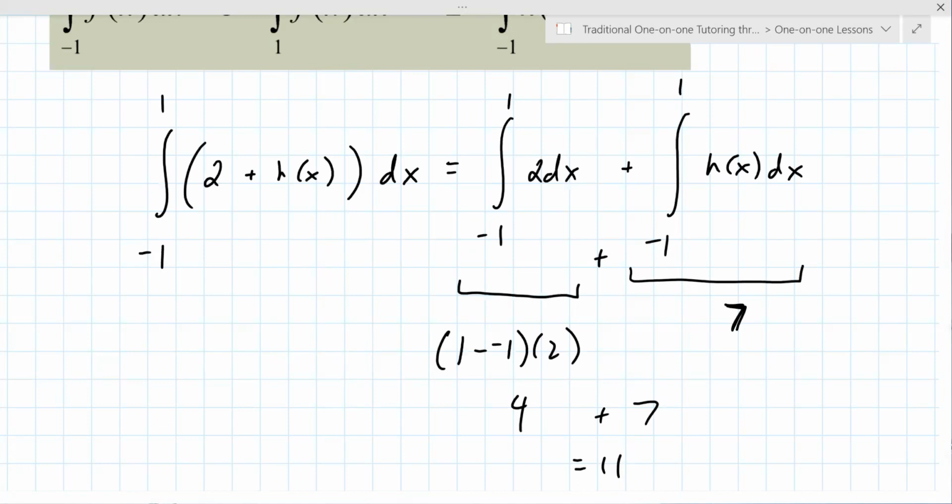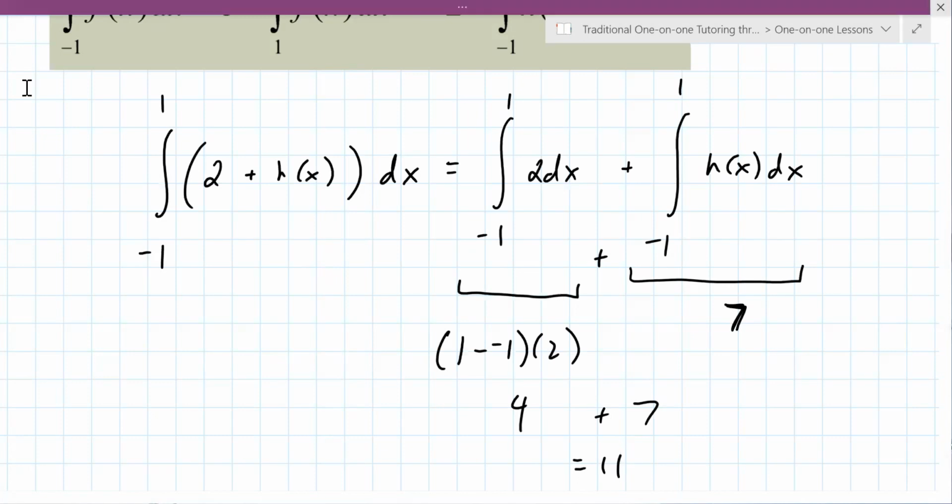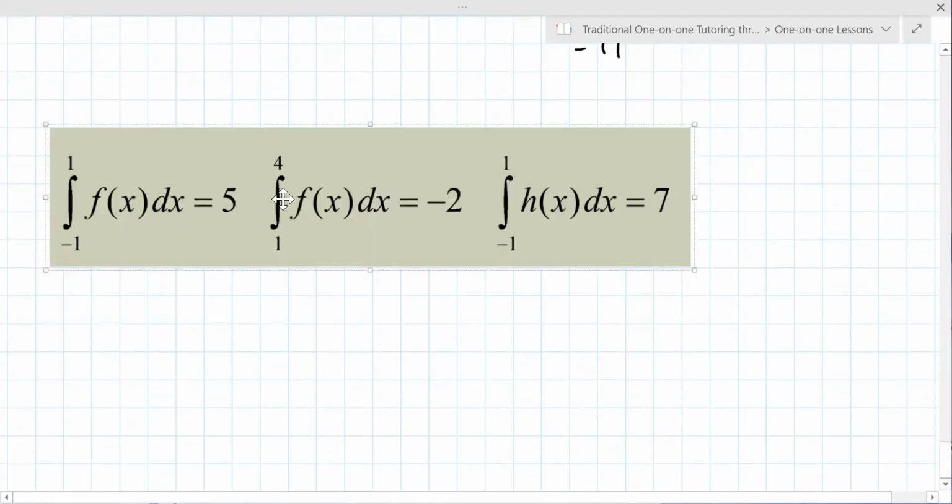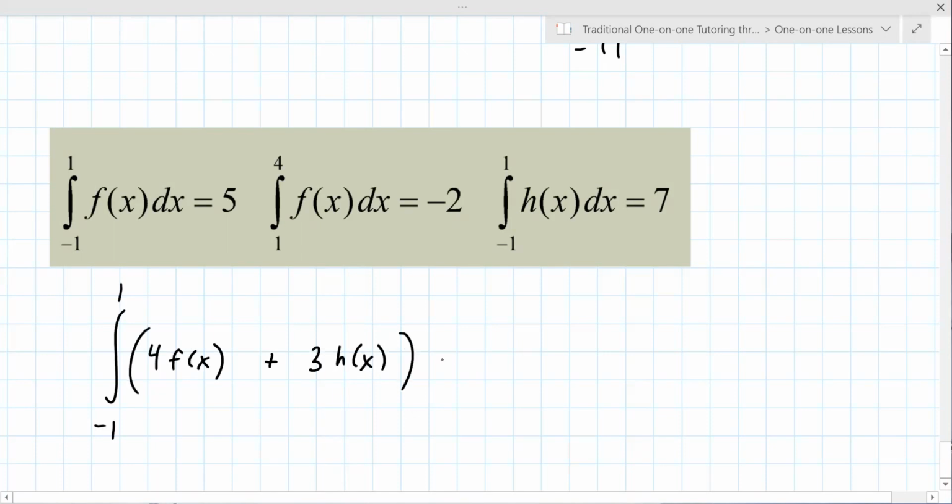Okay, let's do another one here and increase the difficulty slightly. So what I can also do is add in coefficients. So I can say things like, what is the integral from -1 to 1 of f of x plus 3h of x dx?